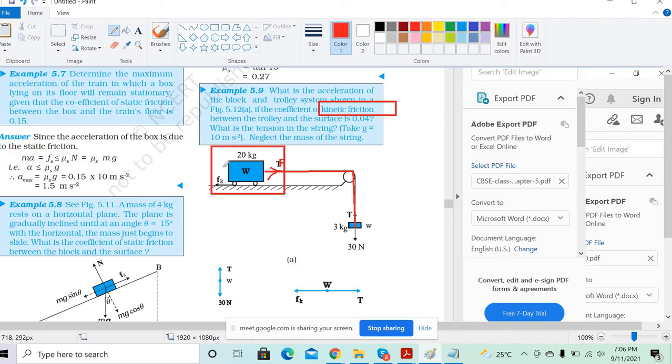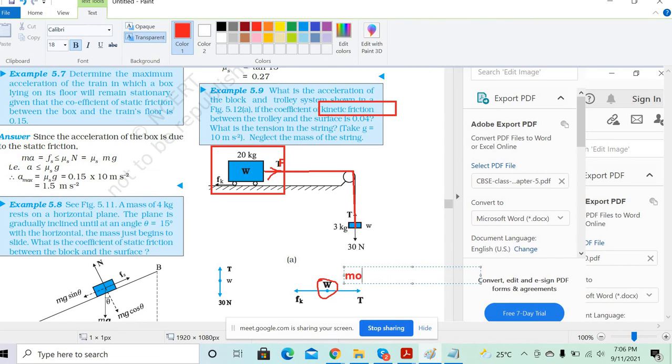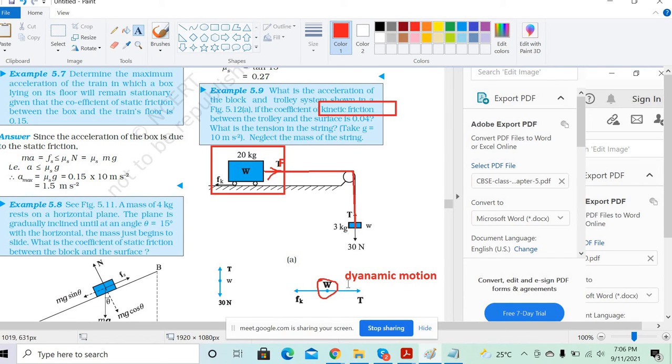Fine. Now when I take the free body diagram for this, it looks like this. This is the weight of the body. Why am I not talking about the weight in the downward direction right now? Because it is in motion. It is dynamically balanced now. So we are just representing the two forces which make the body move. Weight acting downward is not creating the motion, isn't it?